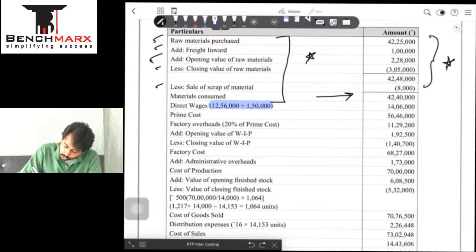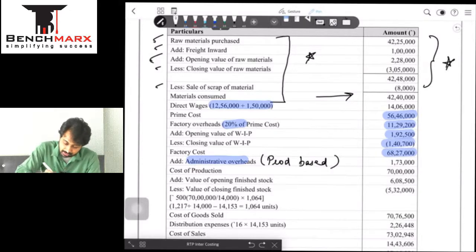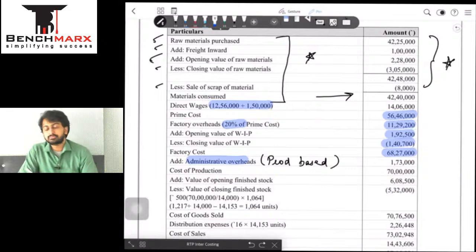Okay, we got the prime cost. Once I get the prime cost, I will absorb 20% of it, I will get my FOH. Opening closing WIP is to be adjusted to get my factory cost. Once I get my factory cost, I'll add my admin cost because these are production based, because given to us in the question. I'll add production based. Once I add my admin cost production based, I get the COP.